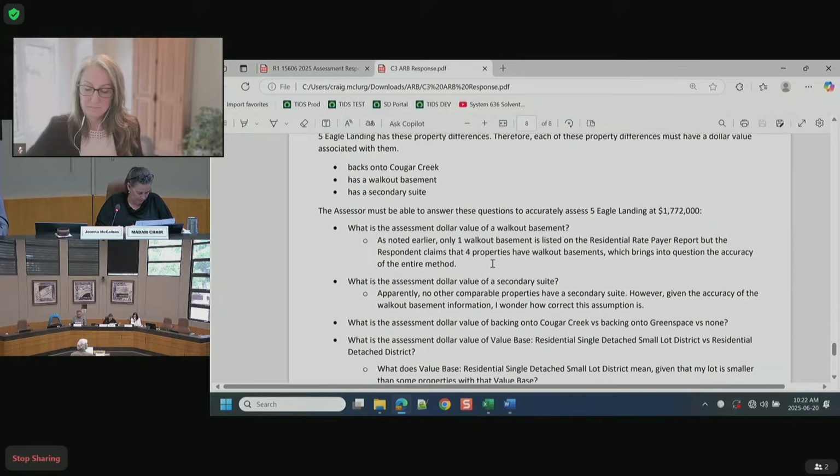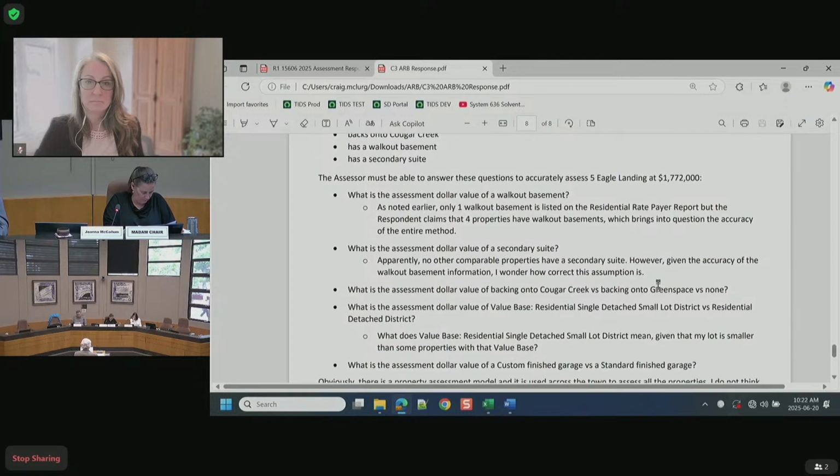I believe that the assessor must be able to answer the questions to accurately assess Five Eagle Landing at $1,772,000. What is the assessment dollar value of a walkout basement? And as noted earlier, the data that was provided is inconsistent, possibly inaccurate. What is the assessment dollar value of a secondary suite? Apparently, none of the other comparables have a secondary suite, but given the accuracy of the walkout basement information, I wonder how correct that assumption is.